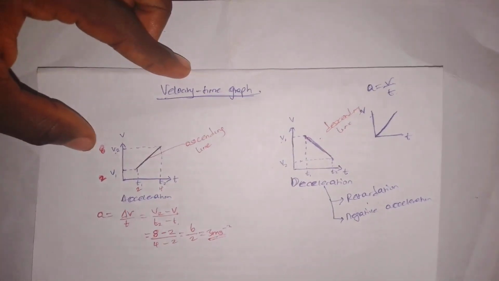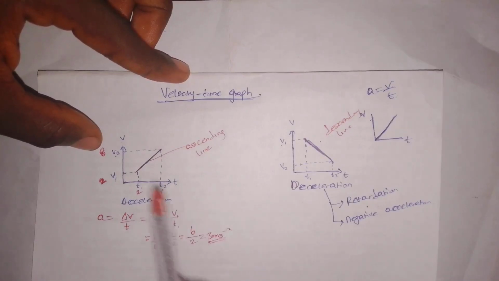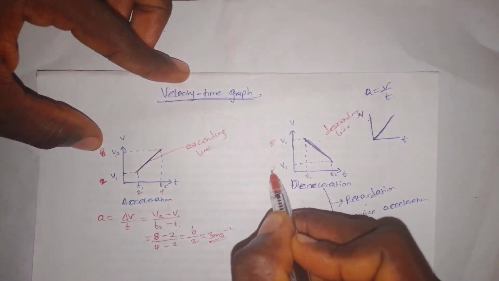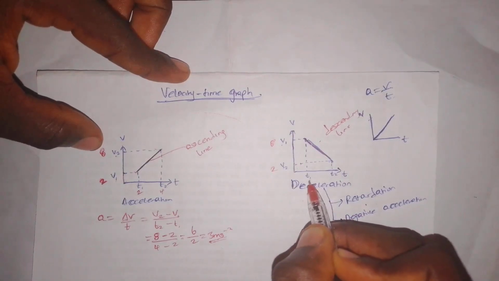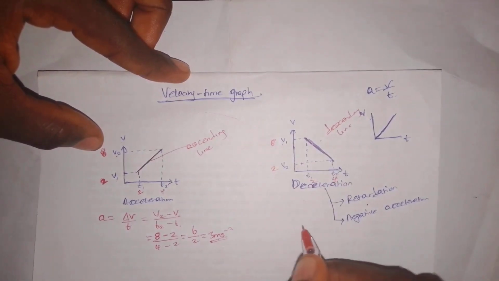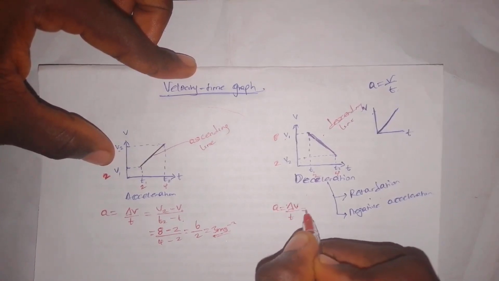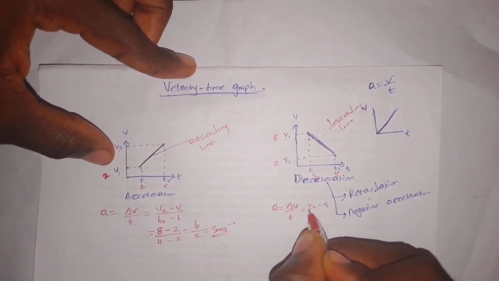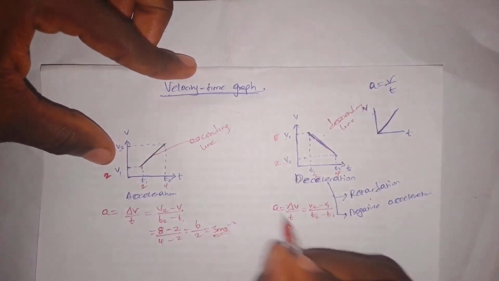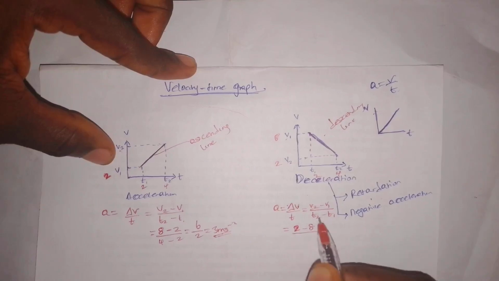Okay, now let us place the same values for both of them. Our V1 will be 8, then our V2 will be 2, then our T1 will still be 2, then our T2 will be 4. Now, we all know that acceleration is change in velocity over time, which is V2 minus V1 over T2 minus T1. Now, our V2 is what? 2. Then our V1 is 8. Our T2 is 4.